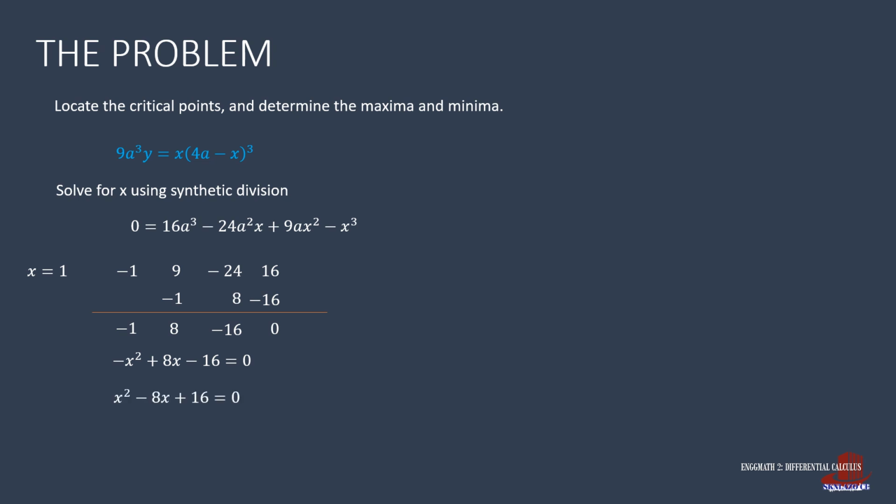Extracting out the negative sign, the function becomes x squared minus 8x plus 16 equals 0. This function can then be easily factored as x minus 4 with another x minus 4. Thus, x is 4. So from the function, there should be a, so the repeated x is actually 4a. Then the other x is 1a or just a.